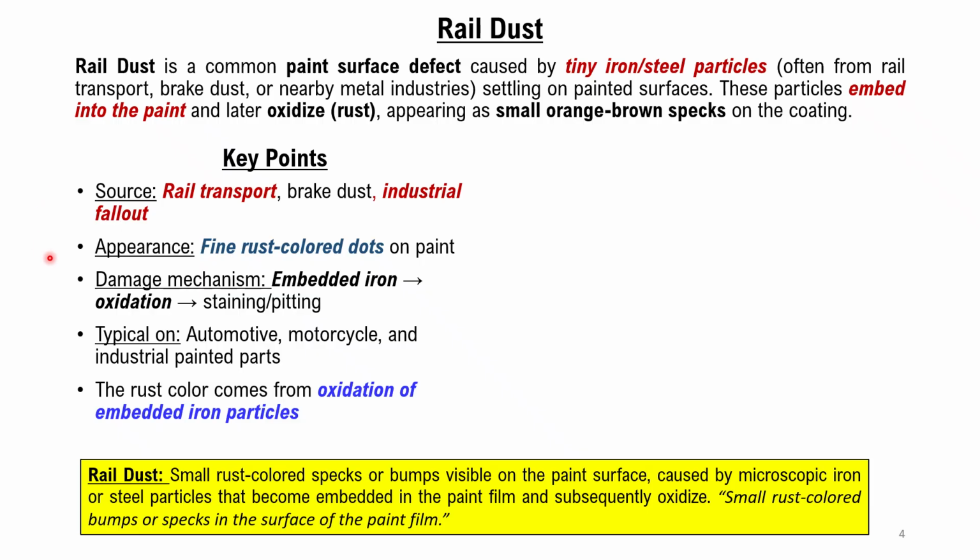Appearance: fine rust-colored dots on a paint. Damage mechanism: embedded iron oxidation and then staining and pitting. Typically on automobiles, motorcycles, and industrial painted parts. The rust color comes from the oxidation of embedded iron particles.